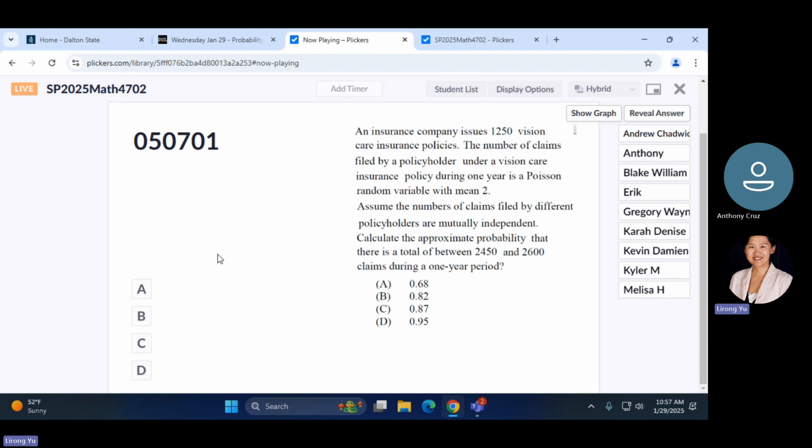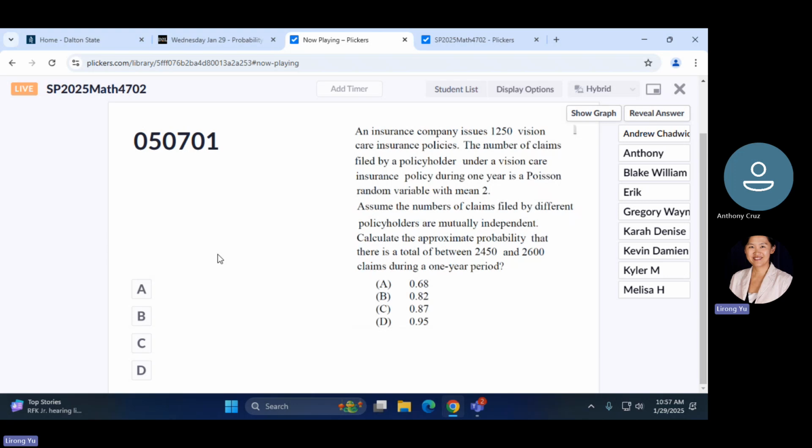Depending on the situation. As far as vision care, I only take 1 pair of glasses a year, so for me that's probably an average of 1, but this is a mean of 2. That means sometimes you have 2 glasses per year. Assume the number of claims filed by different policyholders are mutually independent. Calculate the approximate probability that a total of between 2,450 and 2,600 claims will be filed, and that is a total considering all the policyholders.